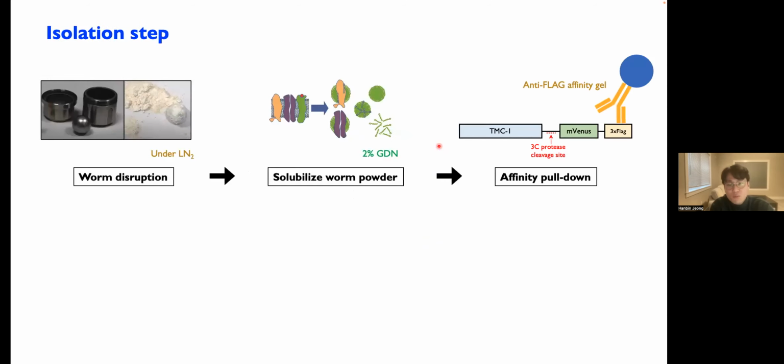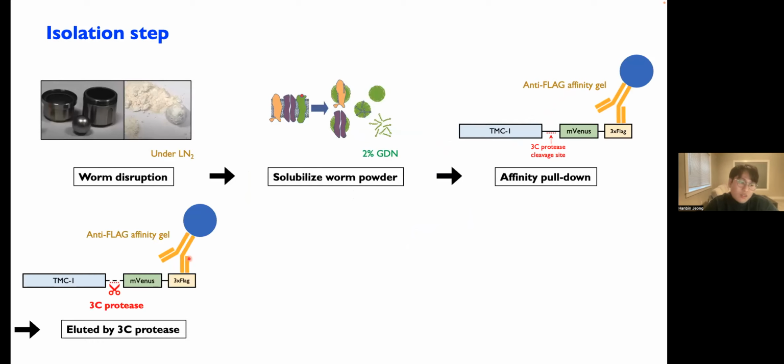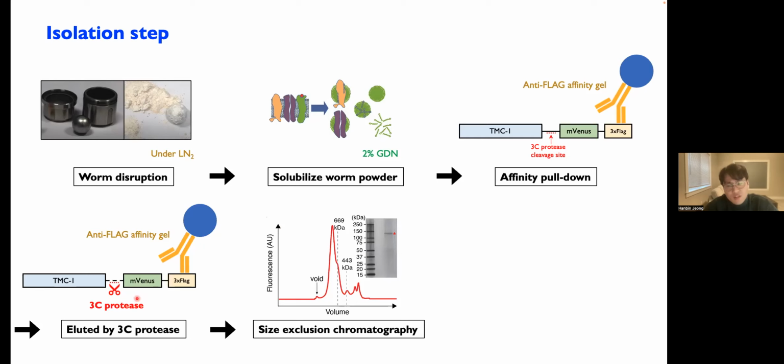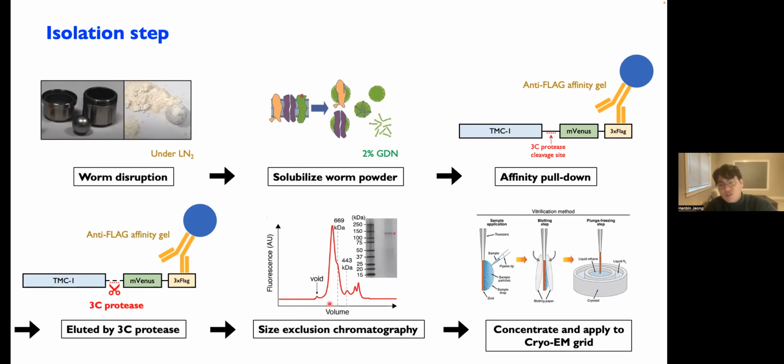So after solubilization, we centrifuged the sample and the supernatant was applied to anti-FLAG affinity resin, and TMC1 protein was eluted by incubating with 3C protease, concentrated, and loaded onto a size exclusion chromatography column. And I collected the putative dimeric peak and concentrated it to make a cryo-EM grid, as well as for mass spec analysis.